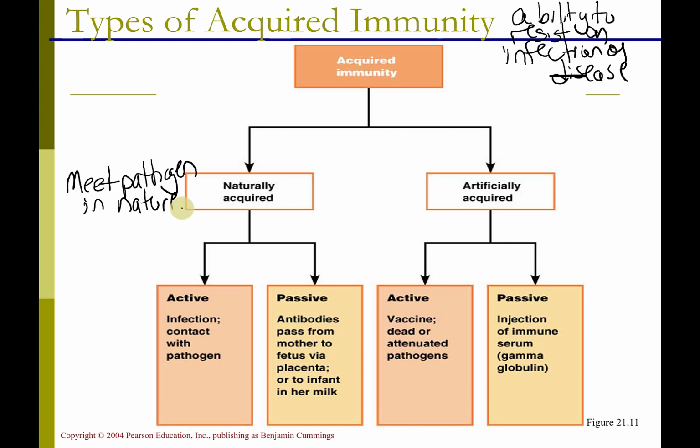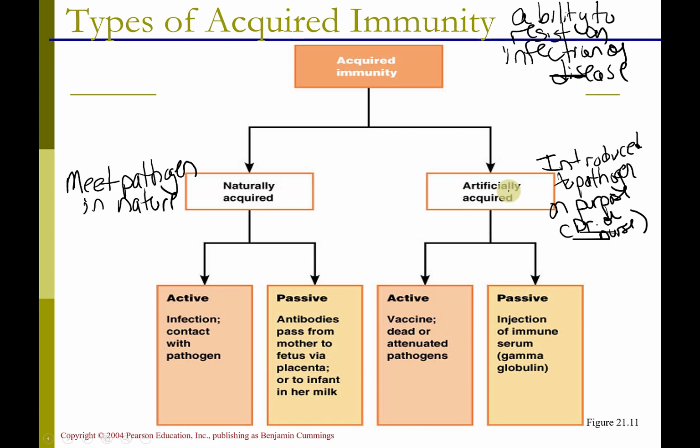Artificially acquired is when you are introduced to the pathogen on purpose by a human, preferably a doctor or nurse. So you're introduced to the pathogen on purpose. Okay, doctor or nurse, hopefully. So that's the difference. Artificial, humans give it to you on purpose, usually in the form of an injection or a vaccine. Naturally acquired, you're just out and about and you meet it.